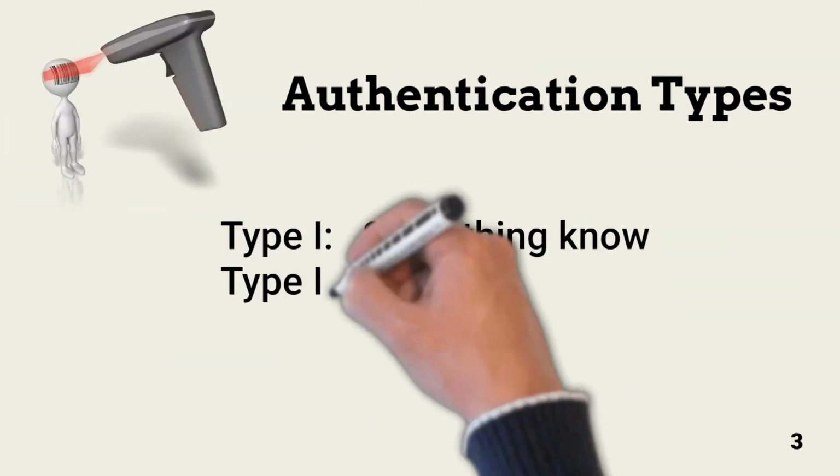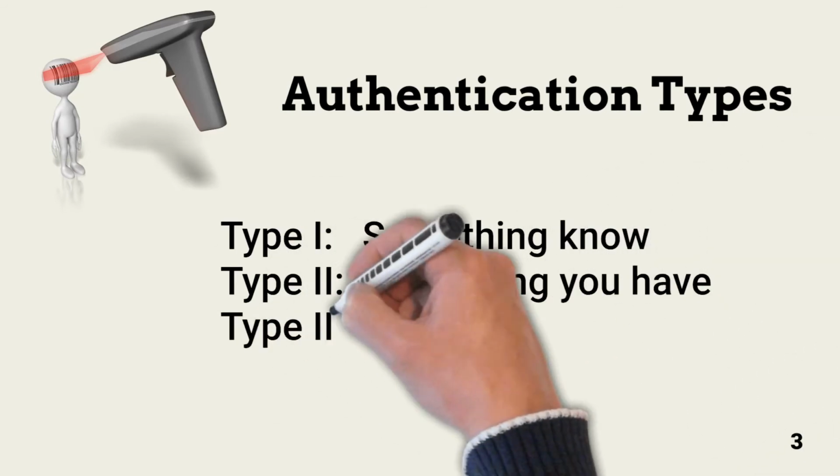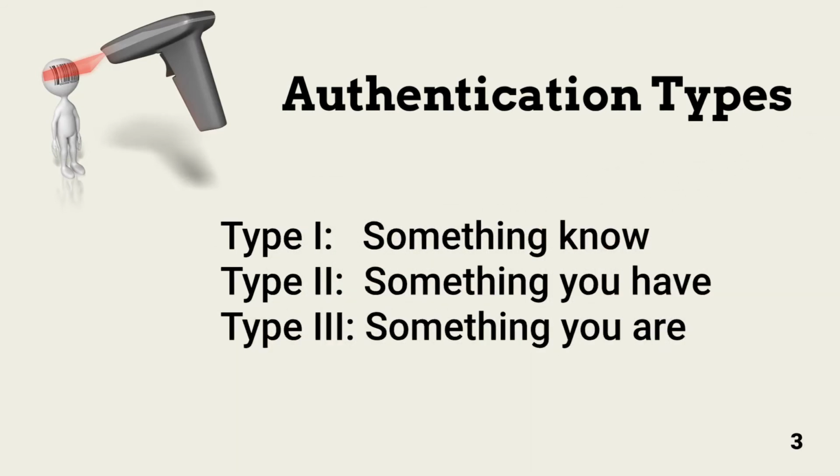Authentication factors fall under three types. Type 1, something you know. Type 2, something you have. And Type 3, something you are.